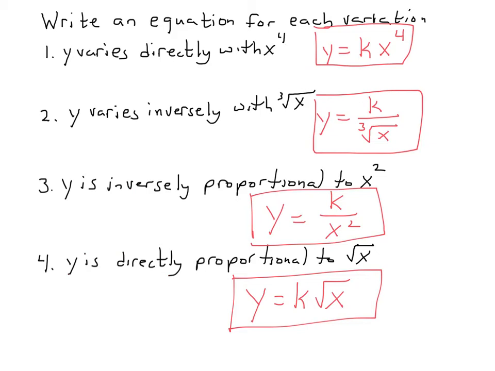In terms of finding k, they would have to tell you another piece of information. They'd have to say that y is equal to some value, some number like 5 when x is equal to 3, something along those lines, to go through that you could plug in and then find out what k is.